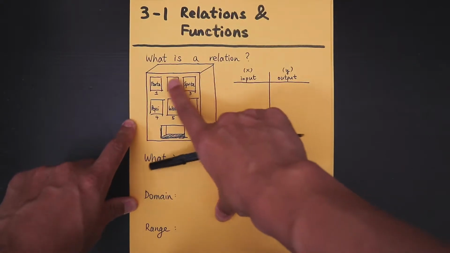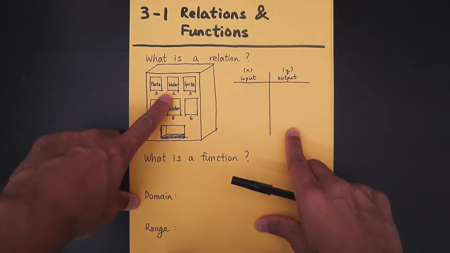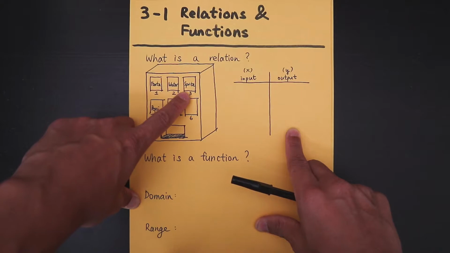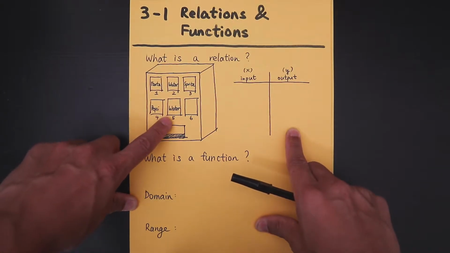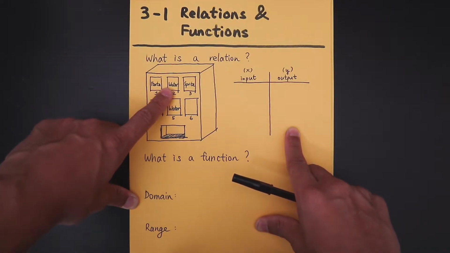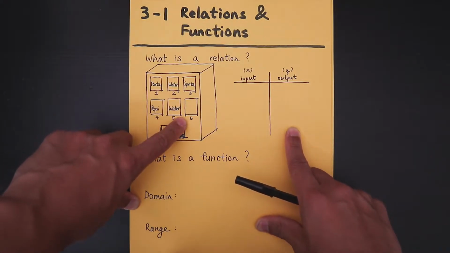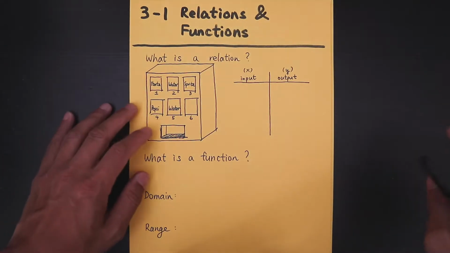So in this particular vending machine, if you press the number 1, you get a Fanta. If you press the number 2, you get water. If you press the number 3, you get a Sprite. If you press the number 4, you get a Pepsi. If you press the number 5, you get water, which is the same as if you press number 2. And if you press number 6, it'll ask you to press it again because nothing comes out, okay?